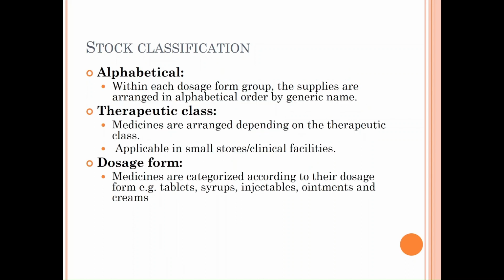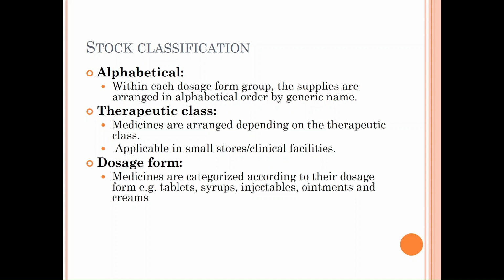So alphabetical, we look at the alphabet, look at their generic name, and arrange them in their alphabetical order. So you can have two of these methods of classification, you can have three of them, or you can have all of them. So we have alphabetical order. Within each dosage form group, the supplies are arranged in alphabetical order by generic name. And then therapeutic class: medicines are arranged depending on therapeutic class, applicable in the small store and then the clinical facility.